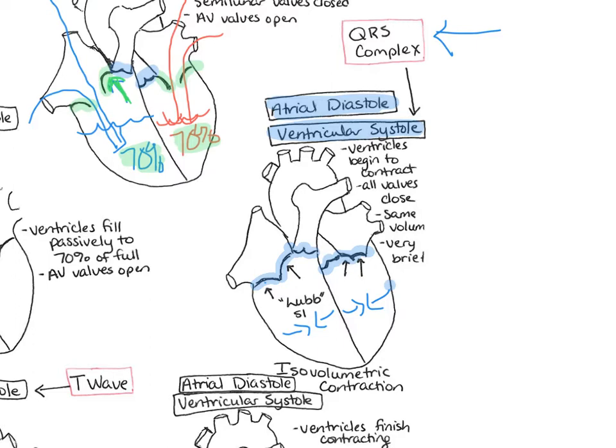So we call this phase, it's the first phase of ventricular systole, we call that isovolumetric contraction. And the reason we call it that, iso means the same, volumetric means volume, it's the same volume. The ventricle is contracting, but the volume inside the ventricle isn't changing at all because all the valves are closed. So that happens in the first part of ventricular systole. We get that isovolumetric contraction. Volume stays the same, all valves are closed, blood's not going anywhere, but the ventricles are contracting.